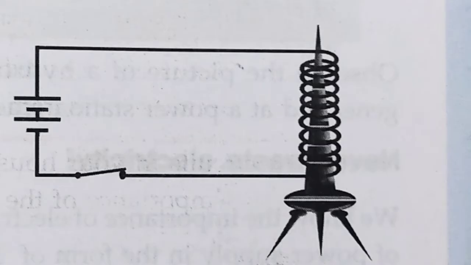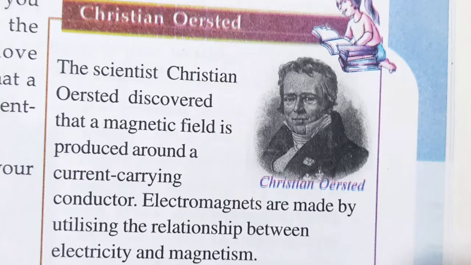Now let us make a magnet with the help of electricity. The scientist Christian Ørsted discovered that a magnetic field is produced around a current-carrying conductor. Electromagnets are made by utilizing the relationship between electricity and magnetism.